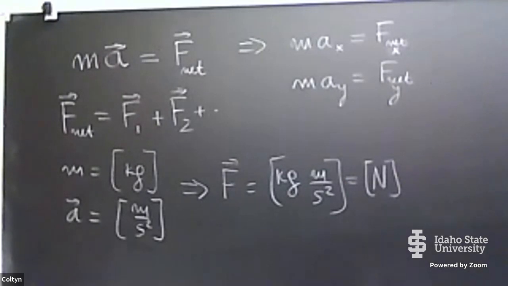1 Newton is approximately 1/4 of the weight of an object that is 1 pound. Also, 1 Newton is about 1/9.8 of the weight of a kilogram, an object with a mass of 1 kilogram.